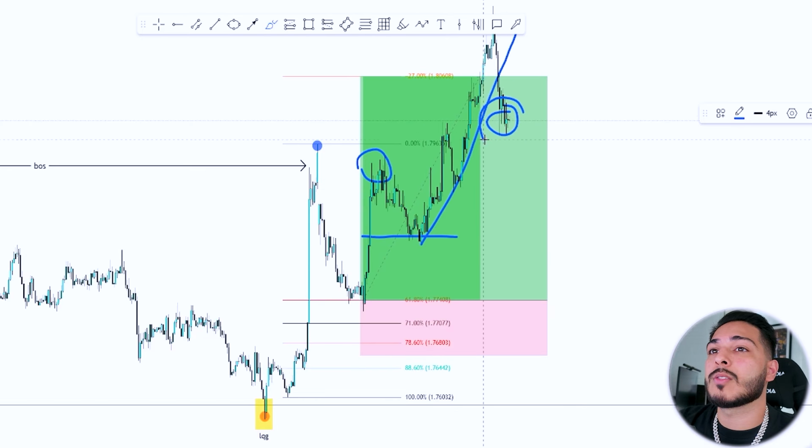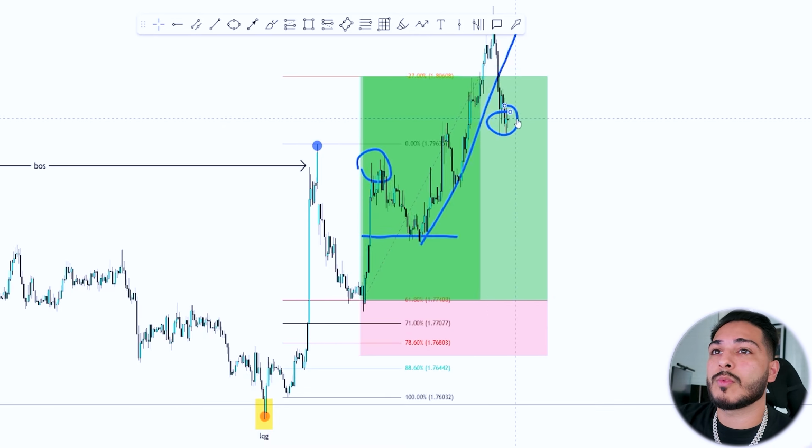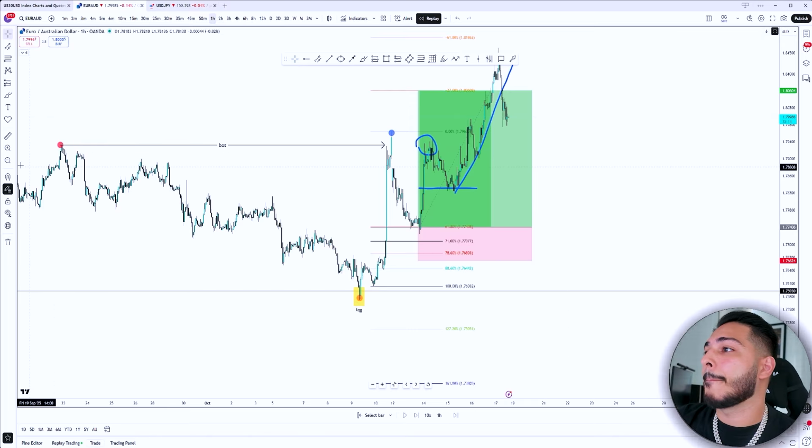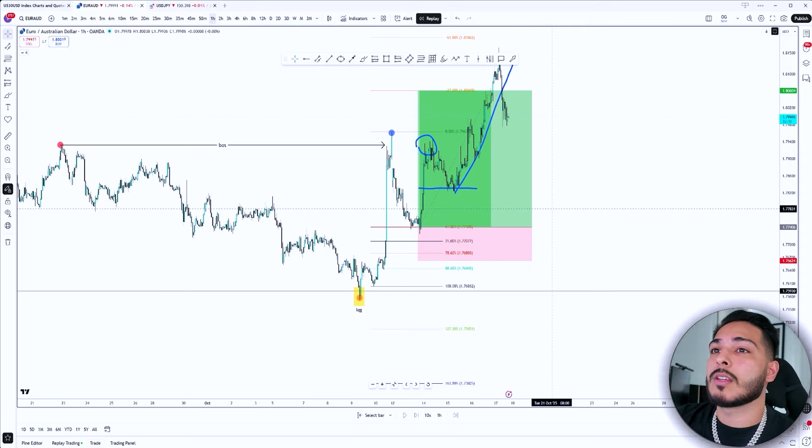But we had a nice follow through, and then this is where price is currently, right? So it was a beautiful setup on this move here on Euro AUD, right?